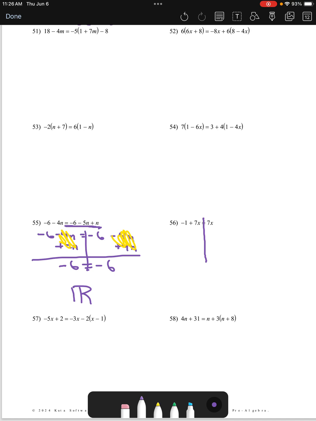Let's look at 56. Now there's no simplifying to do. The left-hand side is clean, the right-hand side is clean. So if we were to say, okay, we need to get the x's together. They're positive 7x's, so we would subtract them to eliminate. That gives me negative 1 on the left-hand side, and 7x minus 7x is 0 on the right-hand side. And we shouldn't be afraid of 0. When 0 shows up, that's fine, we just have to write it down. So another instance, our variable has disappeared, but this time we have a statement that is not true. Negative 1 does not equal 0.